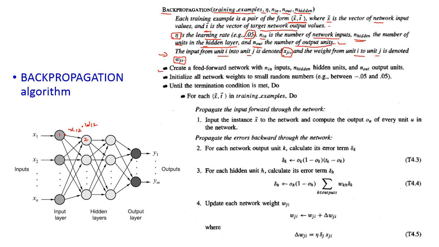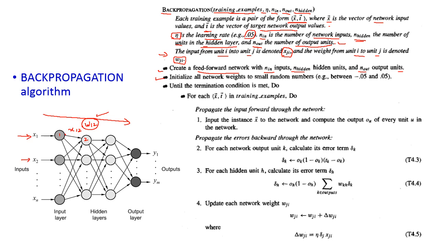Okay, now we have to create a feed forward network with n input units, n hidden units, and n output units. We give the input to this network, and these input values will travel towards the output unit along with their weights, isn't it? So this is called feed forward. The input values will be fed forward through the network.